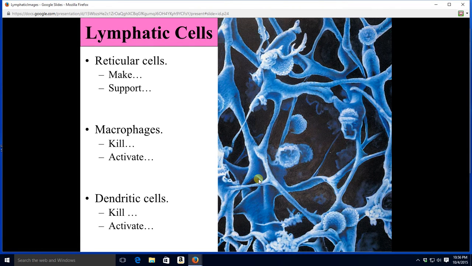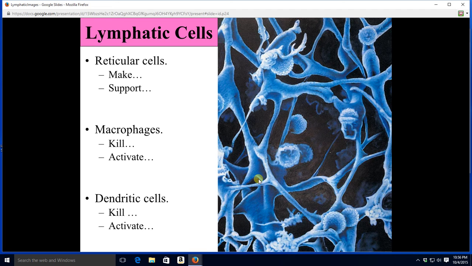So, last time we talked about lymphatic vessels and the transport, the movement of lymph. Now we got to talk about lymphatic organs. And before we do that, we got to talk about lymphatic tissues. But before we do that, we got to talk about lymphatic cells. So there's several lymphatic cells we're going to have to know.